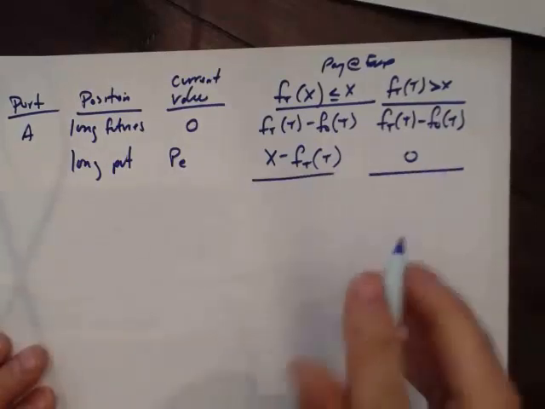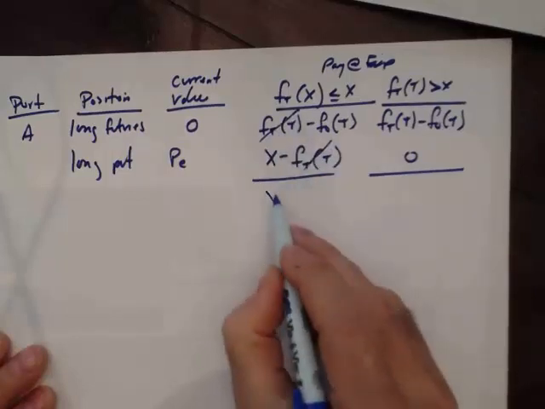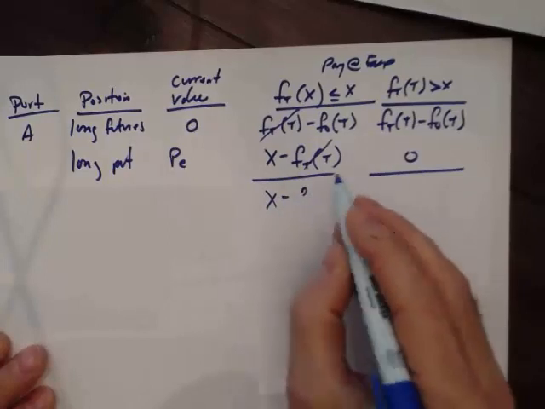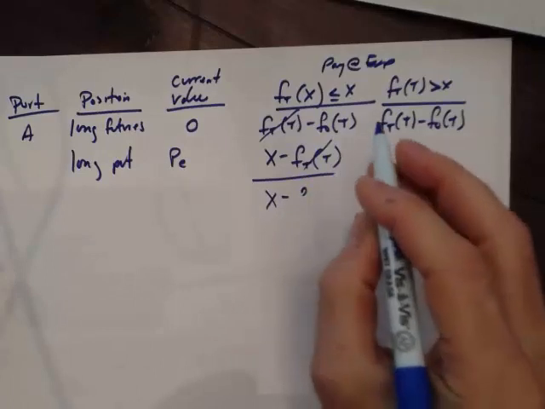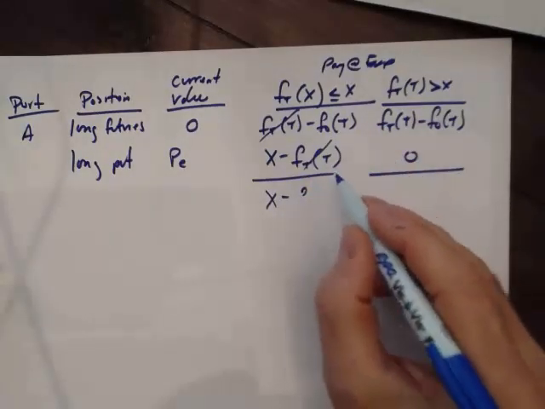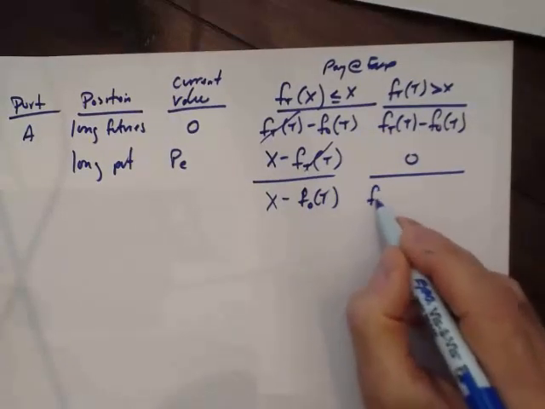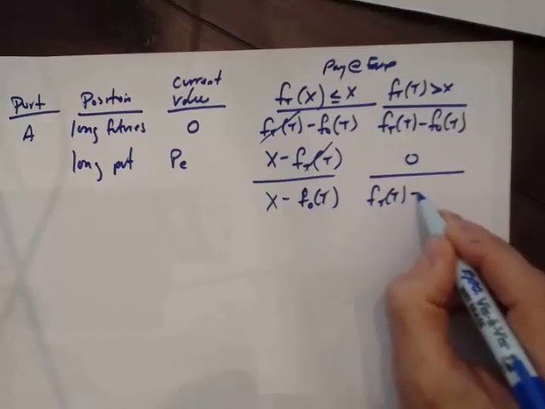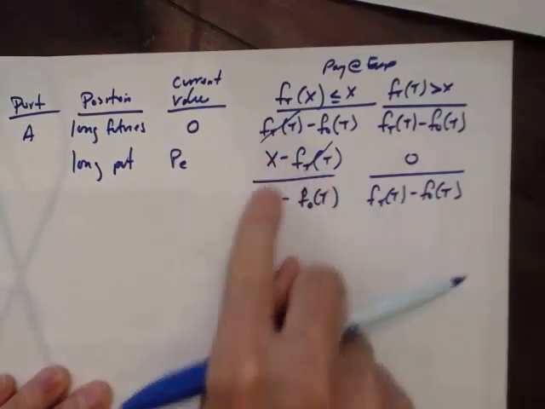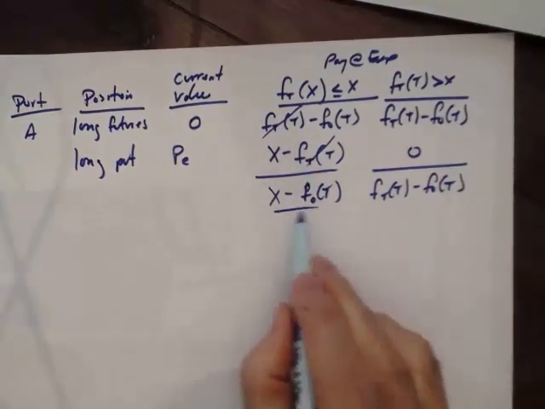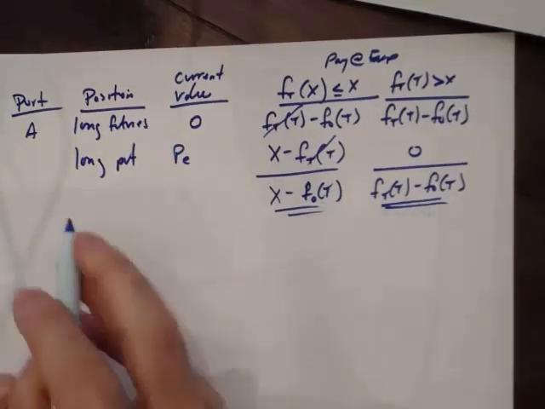Now if you add this up for portfolio A, notice this cancels out, and you come up with X minus F0t, and then here we have Ft minus F0t. So all I'm doing is writing this down and netting this off. And so here are the payoffs at expiration associated with portfolio A.